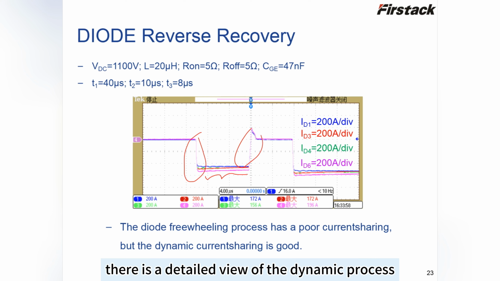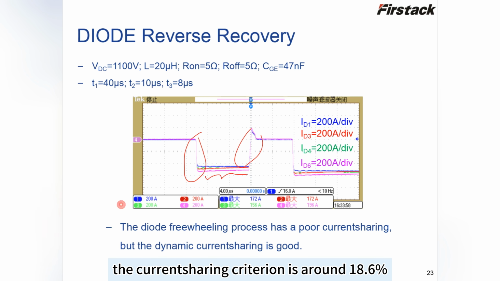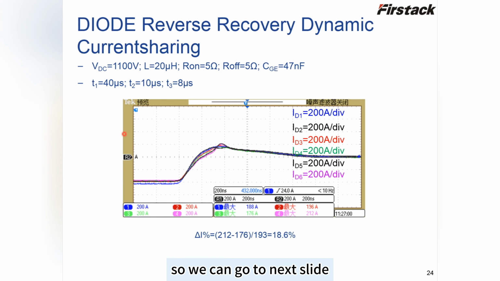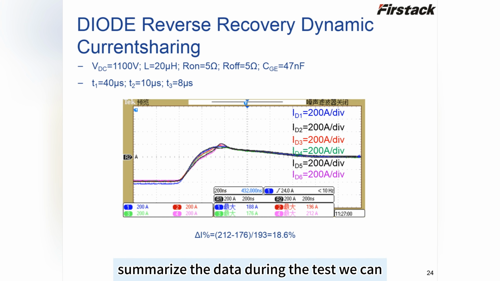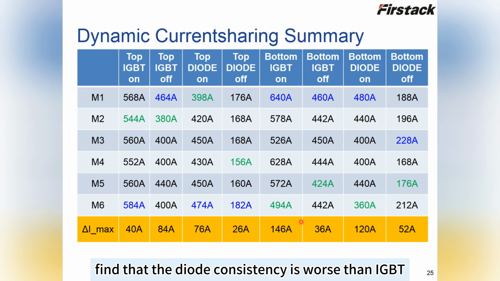In this slide, there is a detailed view of the dynamic process. As we can see, the current sharing criterion is around 18.6%. So we can go to the next slide. Here I made a table to summarize the data during the test. We can find that the diode consistency is worse than the IGBT.